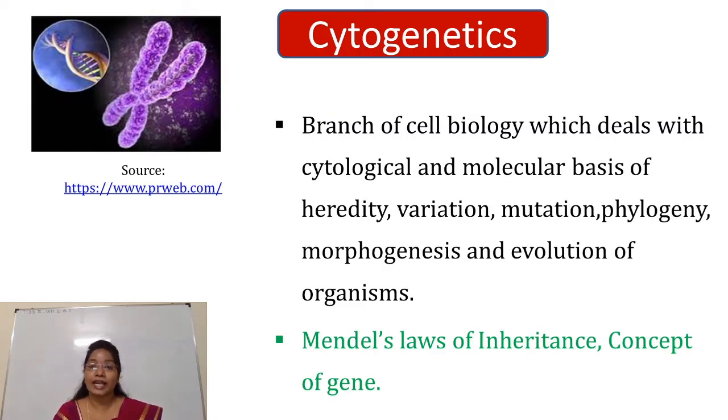The next branch is cytogenetics. It combines the knowledge of cytology and genetics. It is the branch of cell biology which deals with the study of cytological and molecular basis of heredity, variation, mutation, phylogeny, which means evolutionary history, morphogenesis and evolution of organisms. With the help of cytogenetics, Mendel's laws of inheritance are very well understood. Also, the concept of gene will be well understood.